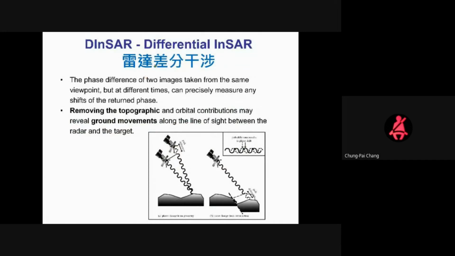So the first difference between two images taken from the same viewpoint, I mean exactly the same point, but at a different time, can precisely measure any shift of the radar phase. So removing the topographic orbit and so on, may reveal the ground movement along the line of sight between the radar and the target. Keep that in mind. It's along the line of sight because only in this direction.